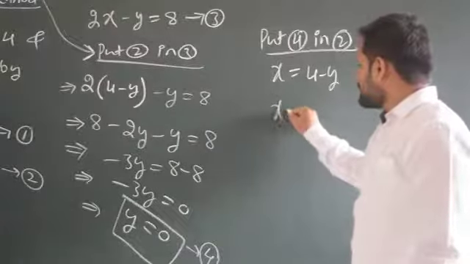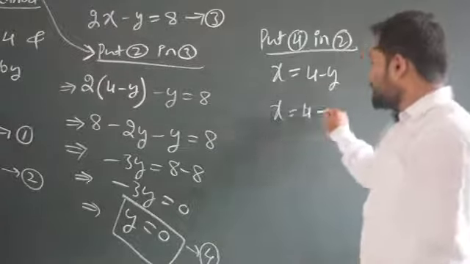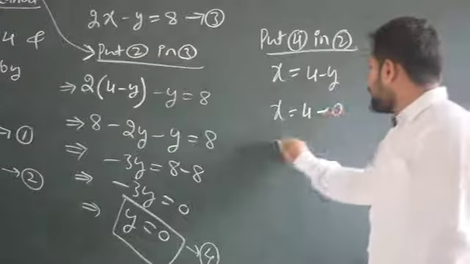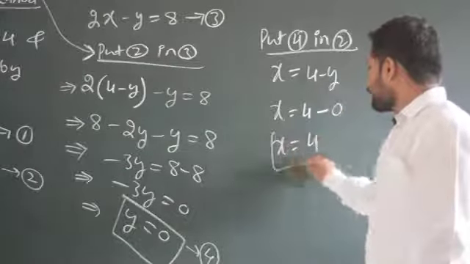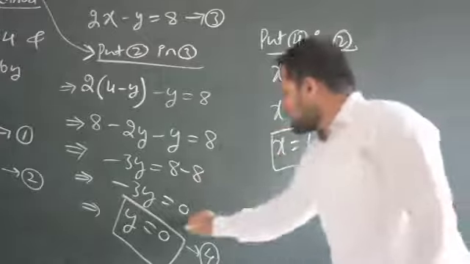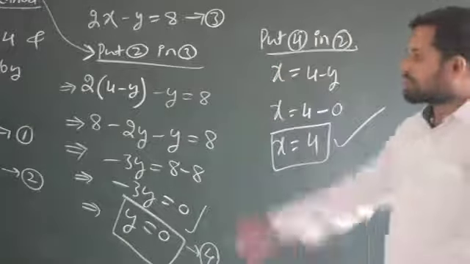Then I am going to get x is equal to 4 minus. So y means it is 0, no? 4 minus 0 is like 4. So x equal to 4. So x equal to 4 and y equal to 0 are the solutions for those equations.